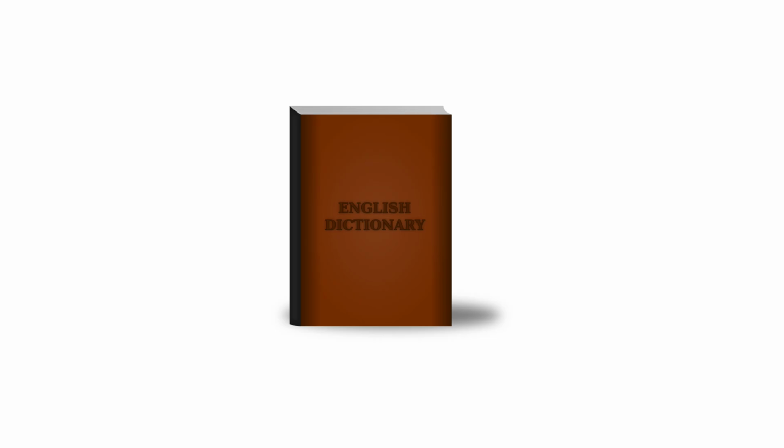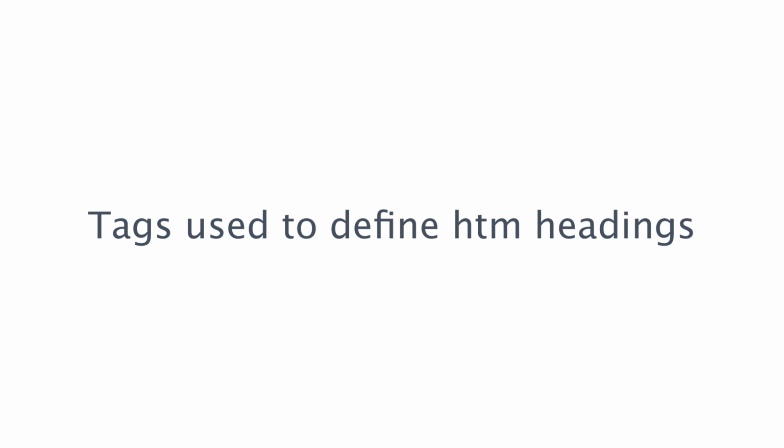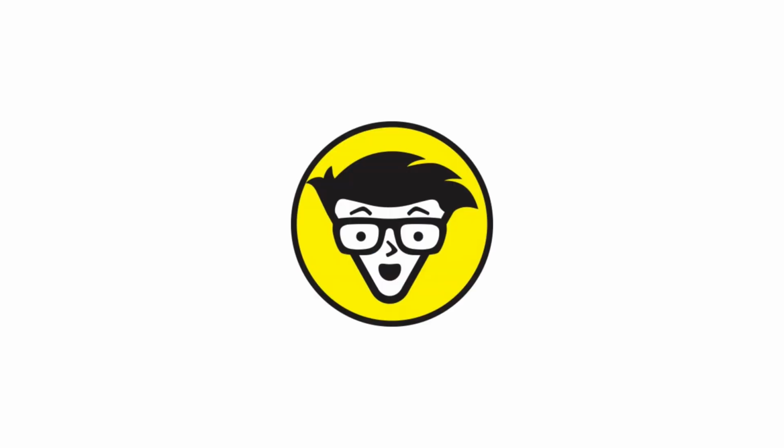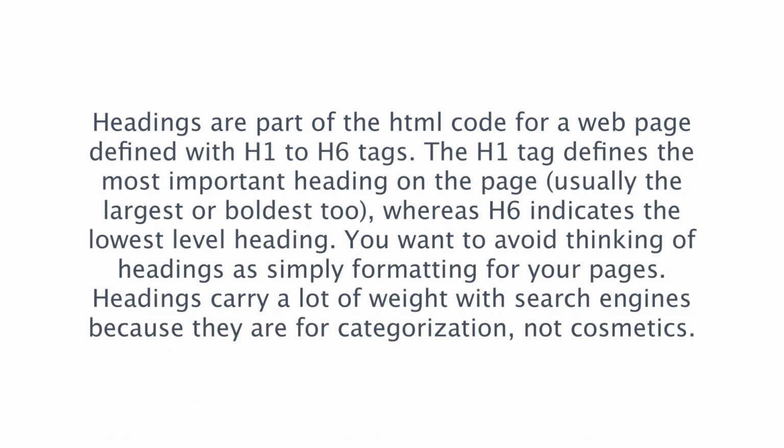The W3 Schools defines them as tags used to define HTML headings, with H1 being the most important heading, down to H6, which is the least important heading. On the other hand, Dummies.com explains this in a more comprehensive way. Heading tags are part of the HTML code for a web page, defined with H1 to H6 tags. The H1 tag defines the most important heading on the page, usually the largest or boldest too, whereas H6 indicates the lowest level heading.